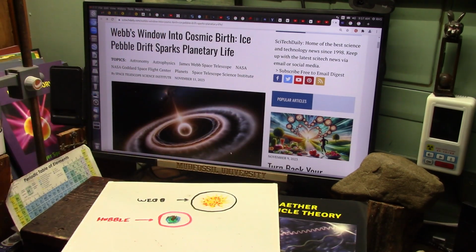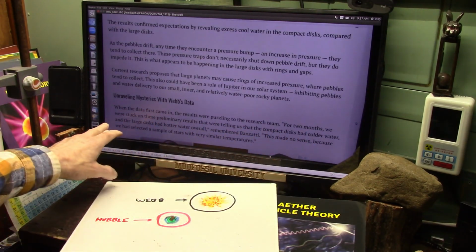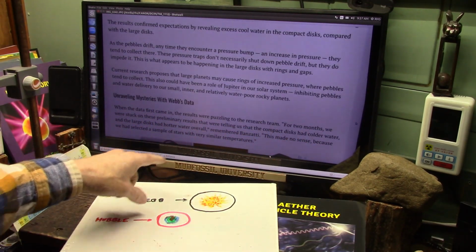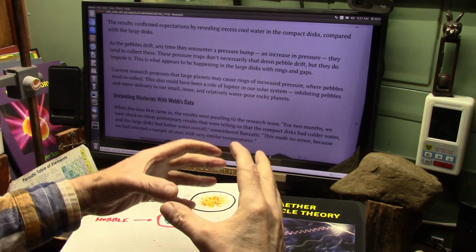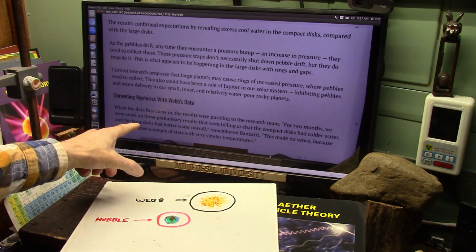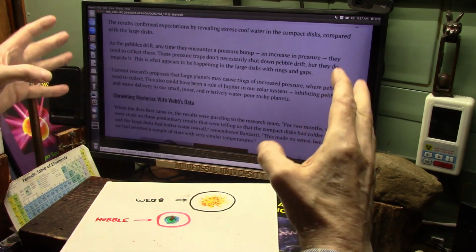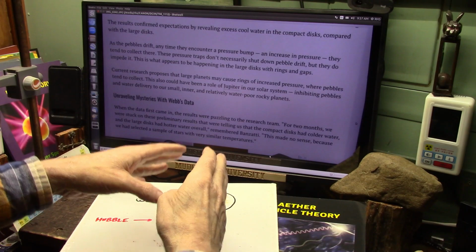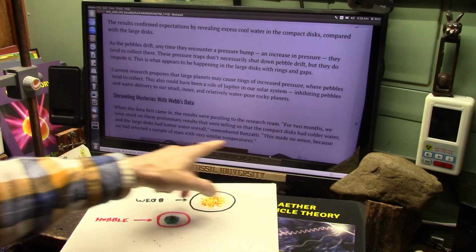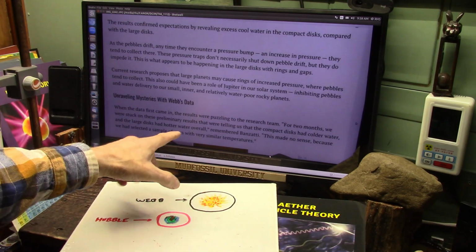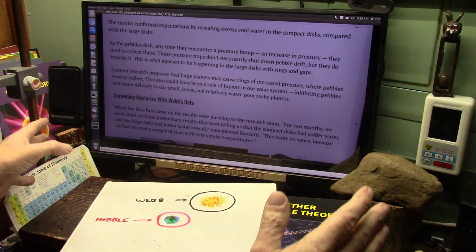See, here it is right here, unraveling the mystery. For 2 months, we were stuck on these preliminary results that were telling us that the compact disks, the closer ones, had colder water, and the larger disks out here had hot water. That's because they're the ones that are scrubbing. And the colder water is just an offset of the hot. Hot has cold. They work together. It made no sense because we had selected a sample of stars with similar temperatures. They were all going to be the same.